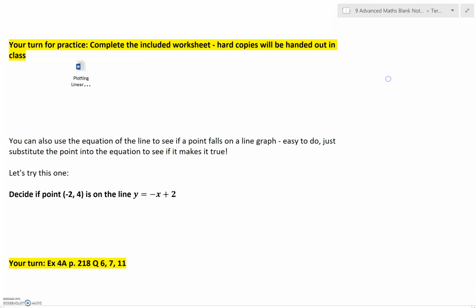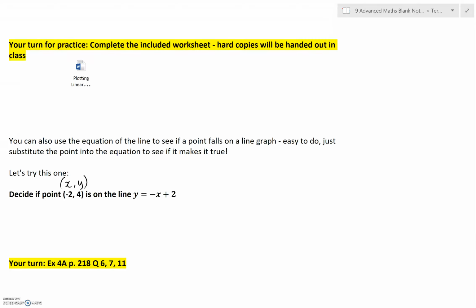One last thing I wanted to remind you about, and it's really quick, is that you can also use the equation of the line to see if a particular point falls on it. And it's easy to do. All we need to do is substitute that point in as our x and y values and see if it makes the equation true. So remember, x, y, they're always written as x and y. So we're going to put these values in and see if that's right.